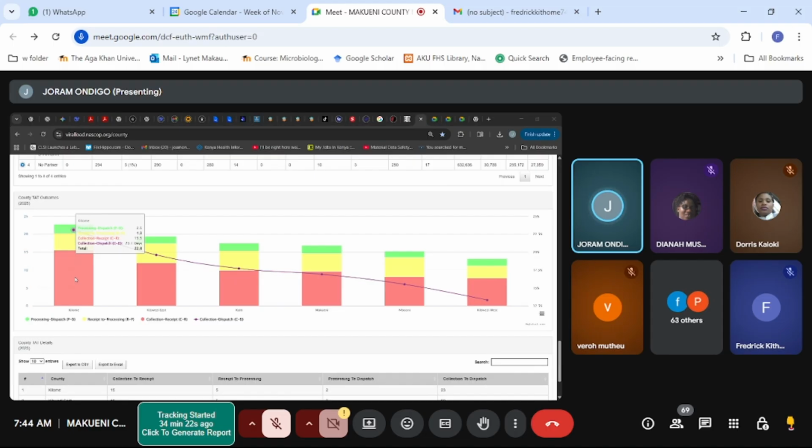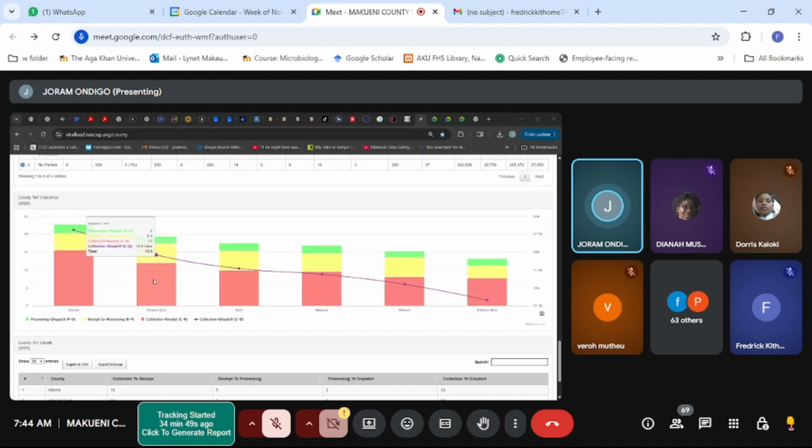Meaning, from the day they collected the sample to the day the samples were received at the testing lab, it took them around that long. Then here, the orange which you can see, I think it's receipt to processing around 4.8 days. It was around 5 days below, and then processing to dispatch, it took them 2.5 days. That's why they were rounding it off to 23. Past 22.5, so that's why they were rounding it off to that.